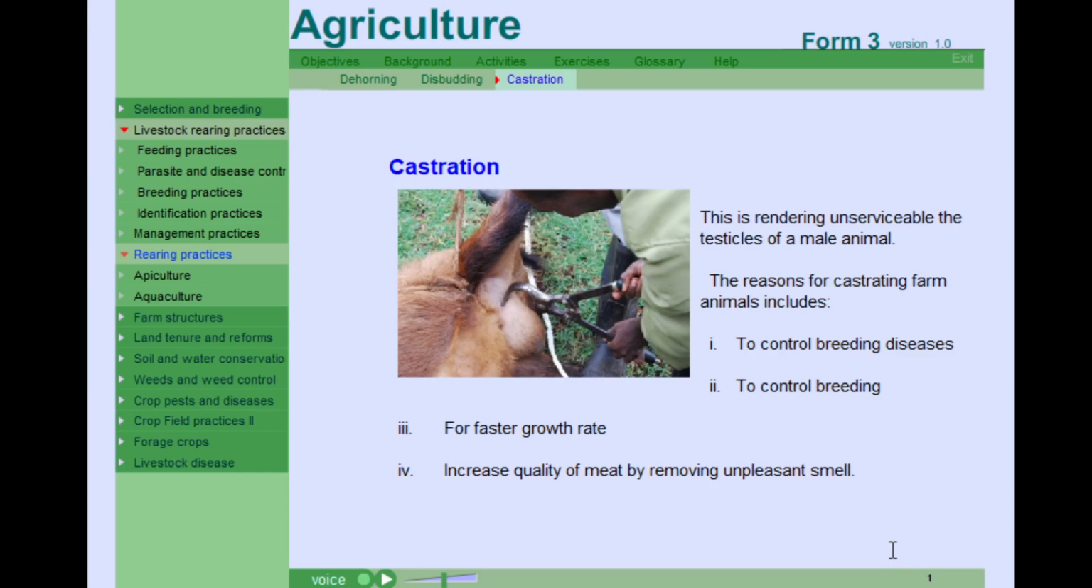Castration. This is rendering unserviceable the testicles of a male animal. The reasons for castrating farm animals include to control breeding diseases, to control breeding, for faster growth rate, and to increase quality of meat by removing unpleasant smell.